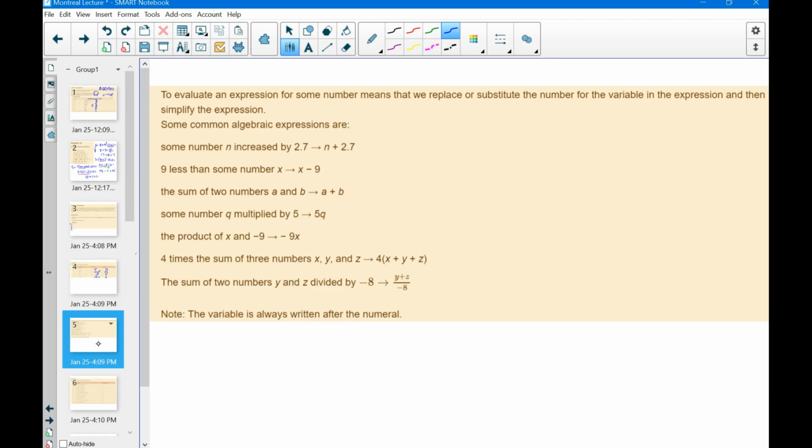Okay, this is where the rubber hits the road. To evaluate an expression for some number means that we replace or substitute the number for the variable in the expression and then simplify the expression.